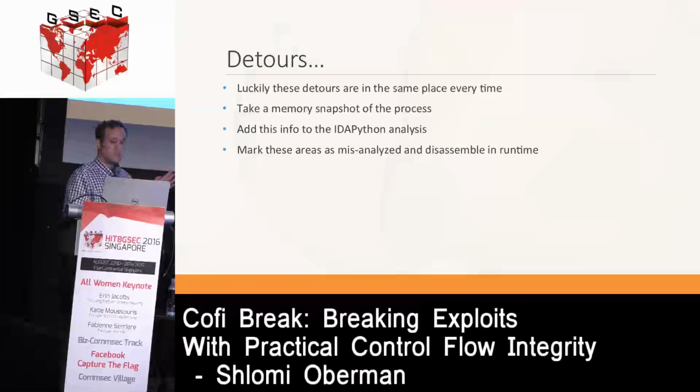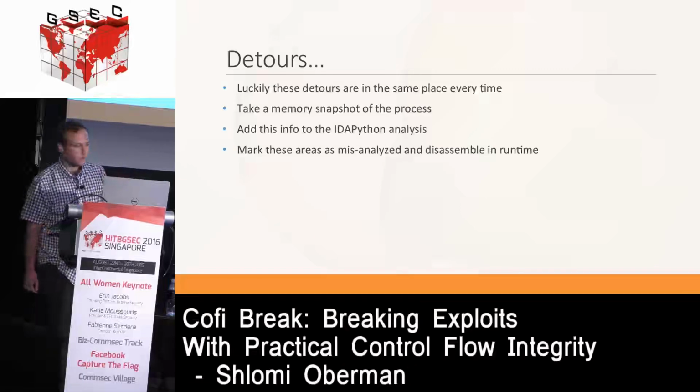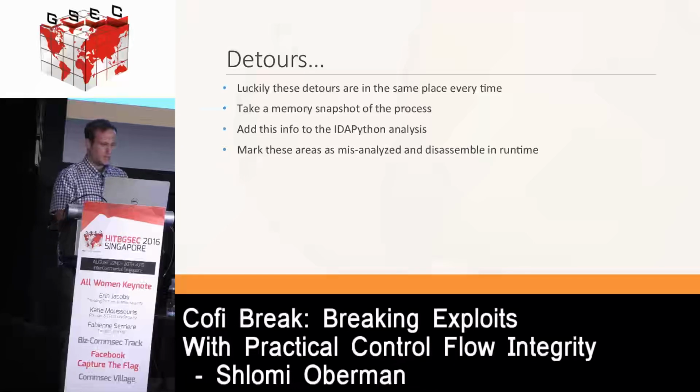Okay. Luckily, these detours are always at the same place. So we can take a memory snapshot of the process, add this info to our analysis, and mark these areas as misanalyzed. So we'll be disassembling these areas in runtime, which is a small performance overhead, but we won't be misanalyzing the code.